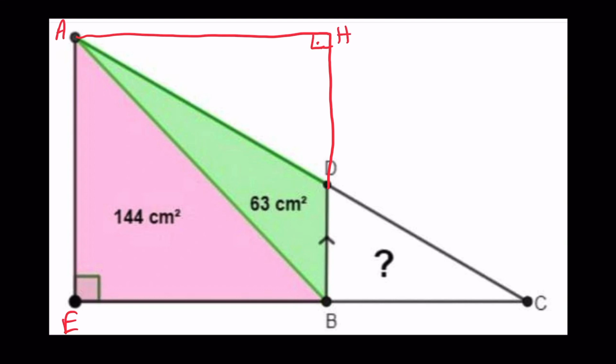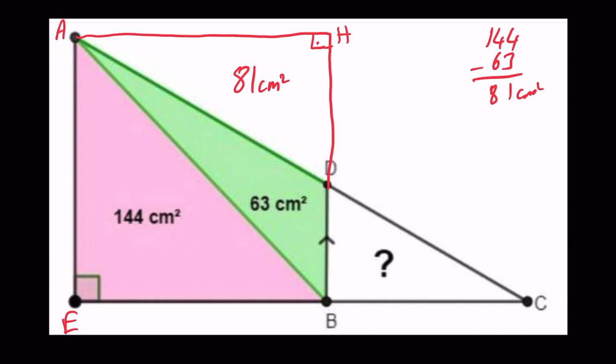So, based on this, as you can see in this square, we have the half of the area is 144. To find the area of AHD triangle, I'm going to take away 63 from 144, 81 centimeters squared. So this should be 81 centimeters squared.